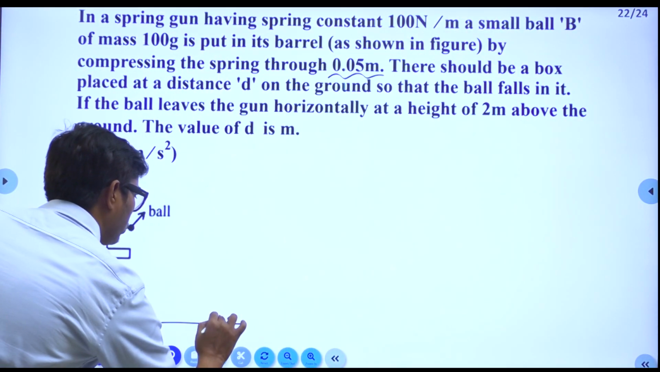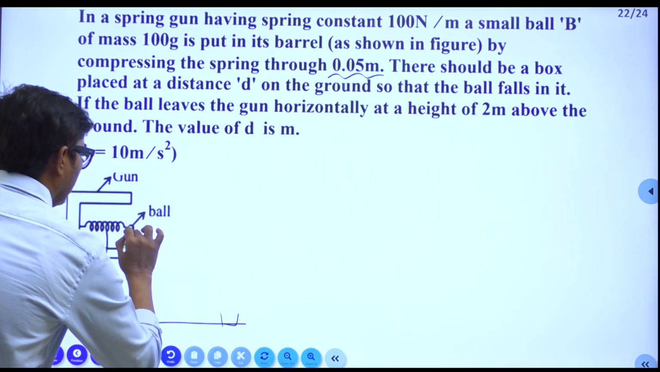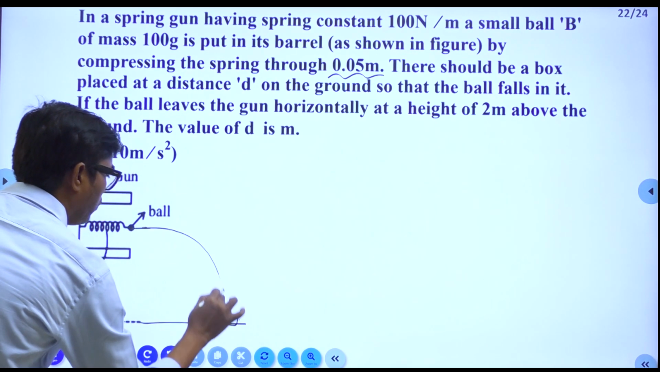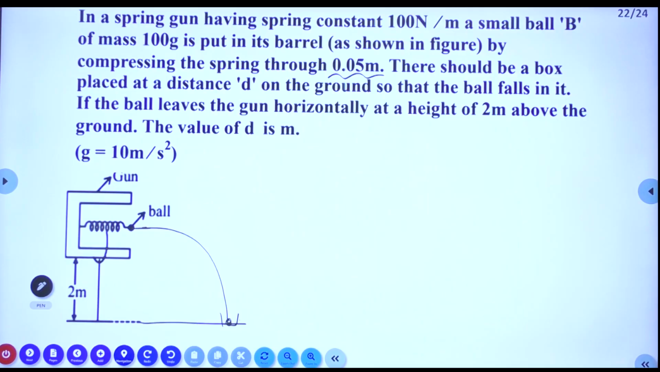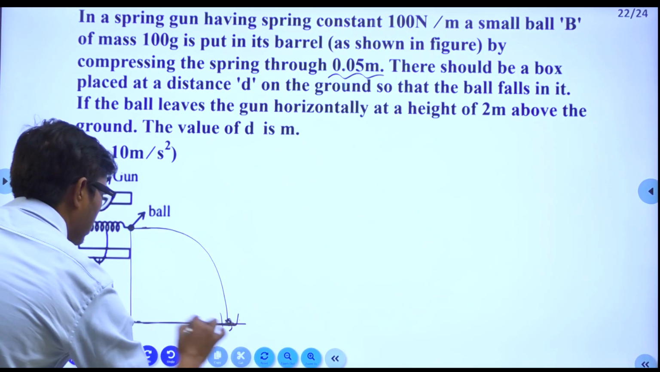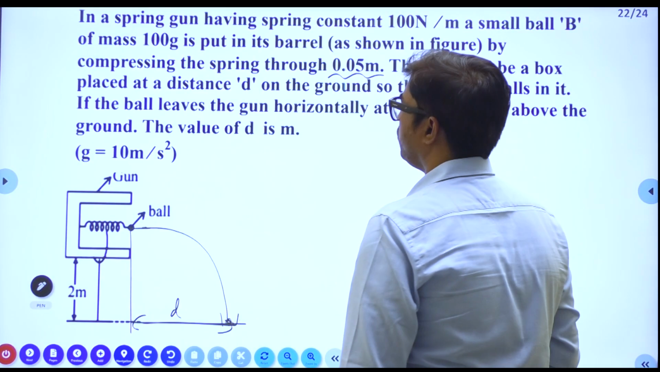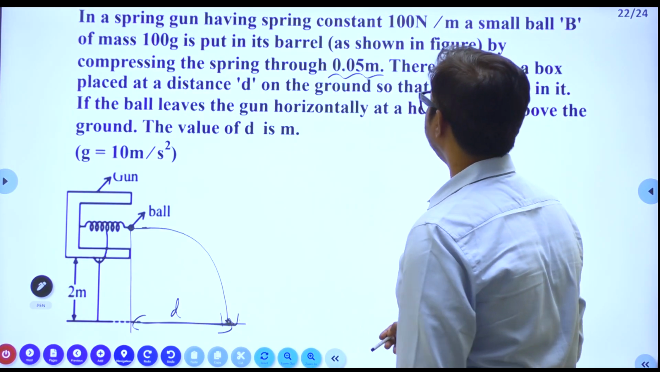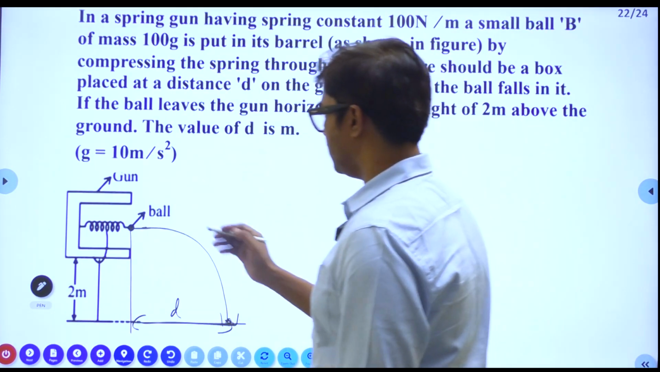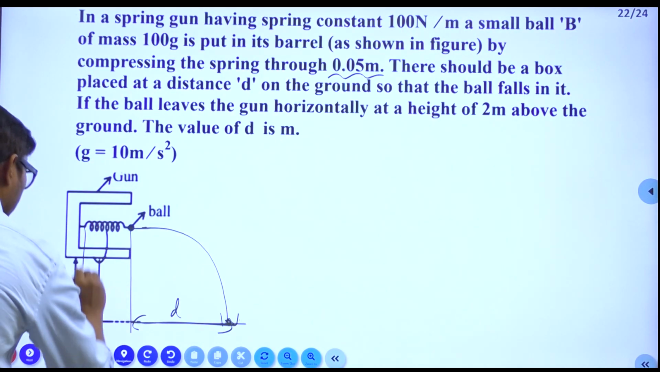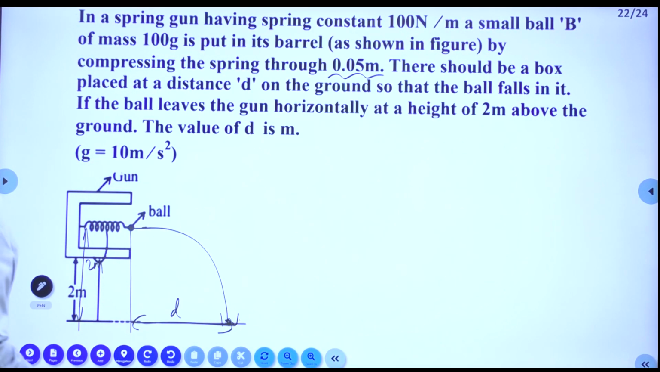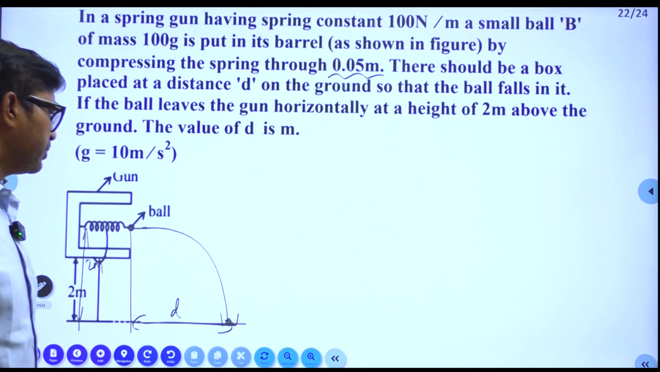So you need to keep a box over here so that it comes out and parabolically it will fall on this box. So they are asking what is this distance? This is D they are talking about. On the ground, so that the ball falls on it. If the ball leaves the barrel horizontally at the height of 2 meters, this is 2 meters, then the value of D is what they are asking.